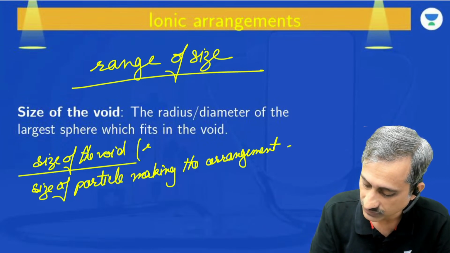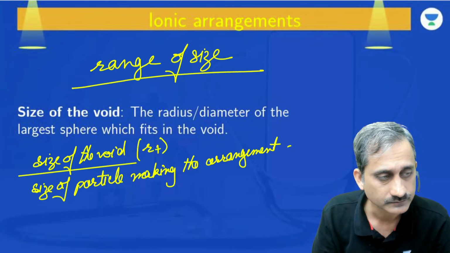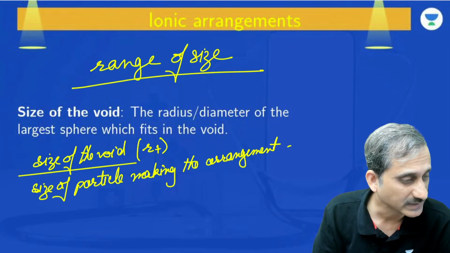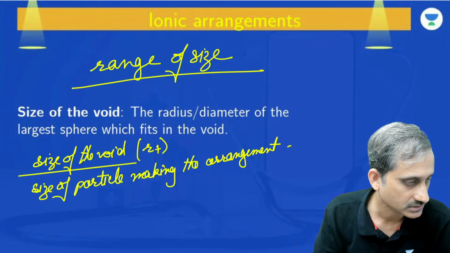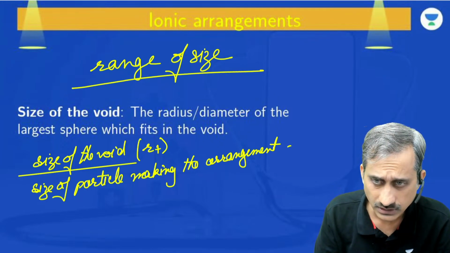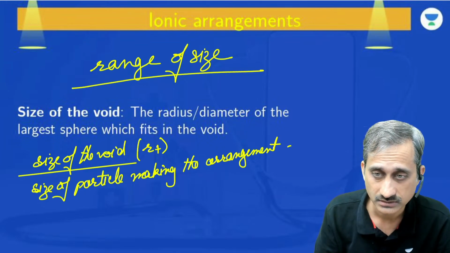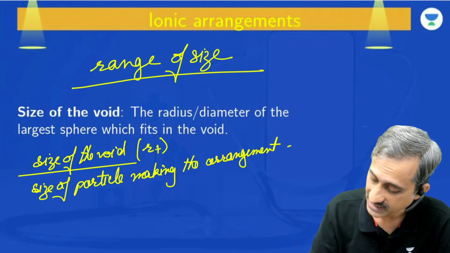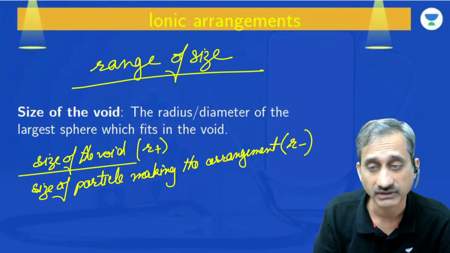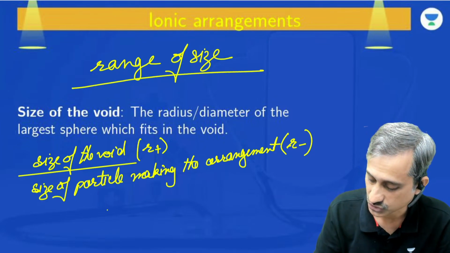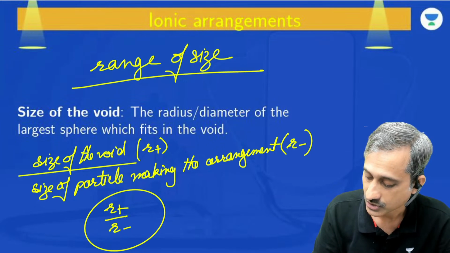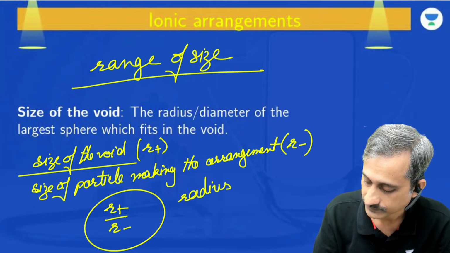Most often the size of the void is the radius of the cation. Voids are the empty spaces within the structure. Clear? Not between the structures. And the size of the particle making the arrangement is most often R minus. So when we talk about the ratio, we always have the ratio of R plus upon R minus. This is what we call the radius ratio.